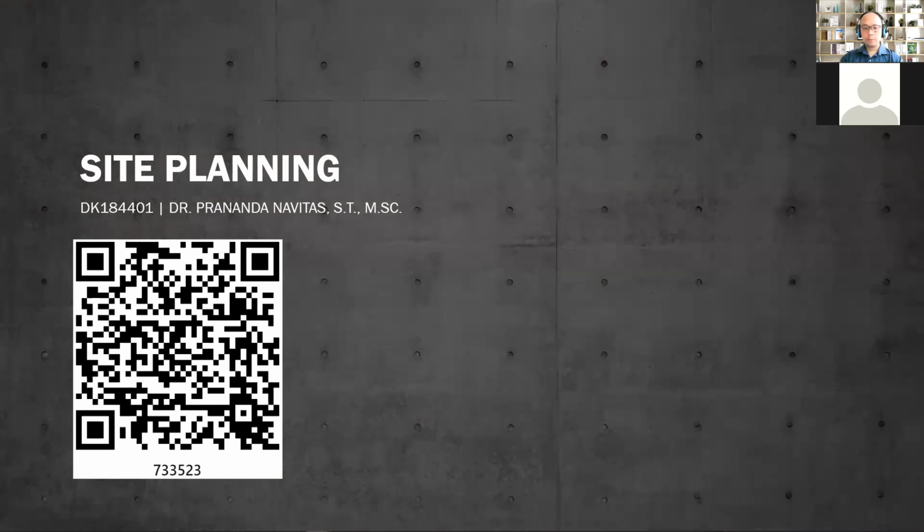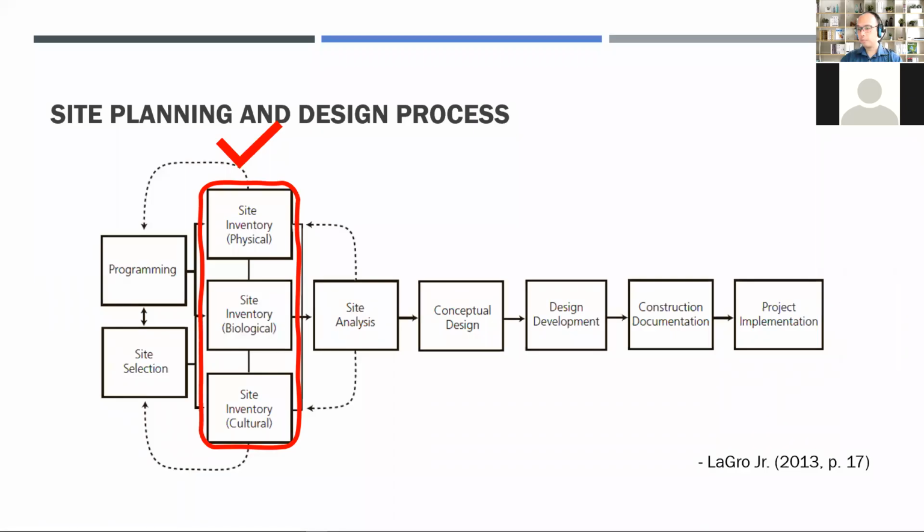Okay, so picking up where we left off last week, we talked about the physical, and touched on a little bit of the cultural aspects of site planning, or to be precise, site inventory. This week we'll focus more on the biological and we'll go a little deeper into the cultural aspects of a site, before we move on next week to site analysis and a site inventory exercise.